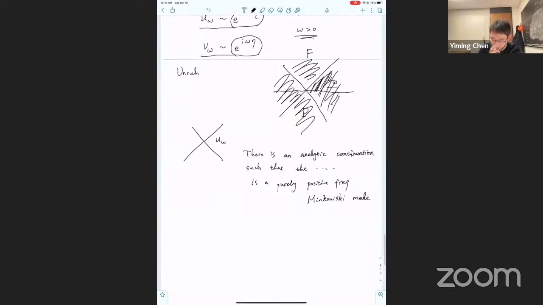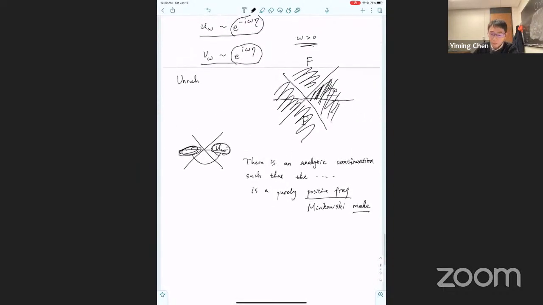So let me just say that again. We start with some mode function here, and we do some analytic continuation and define the continuation here. And what he argued is that there is a particular analytic continuation such that the combination of this analytic continuation and the original function on the entire space-time only involves positive frequency Minkowski modes, but not negative ones. Okay, so what is this analytic continuation?